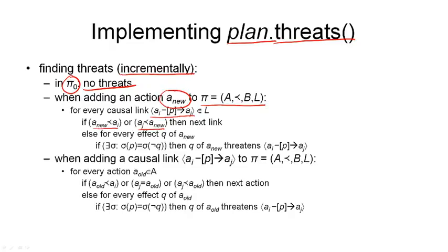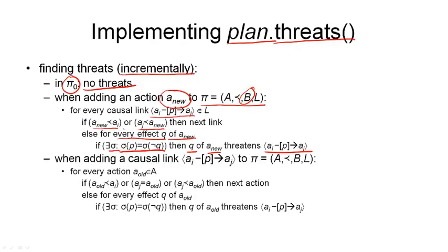Otherwise, that means the action can be in parallel to our link. It needn't necessarily, but it can be. And then we have to check every effect Q of our new action. And if there is such an effect Q that can be unified with P such that Q and not P are equal, or Q and P are complementary, then, and only then, is Q of A new a threat for our causal link. Of course, this only applies if this substitution is actually consistent with our binding constraints. So this was the case where a newly introduced action may threaten an existing causal link in our partial plan.